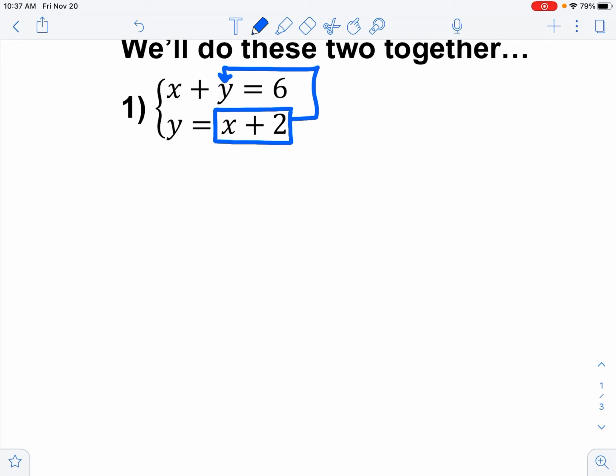So now I have, and I usually don't cross that out, but I want you to see what I was doing there. So I'm going to start writing this equation right here. I'm going to write x plus, and then instead of writing y, I'm going to write x plus 2.